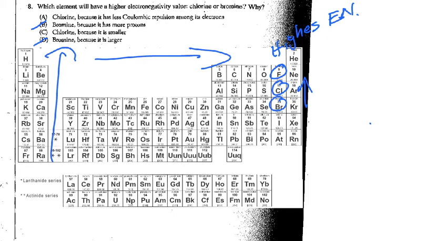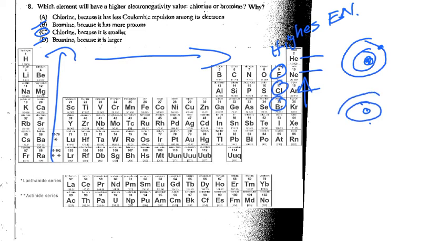So chlorine because it has less Coulombic repulsions amongst its electrons, or chlorine because it is smaller. So the answer turns out to be C, chlorine because it's smaller. And I've got to tell you, I don't particularly like that answer. I mean, it's true, right? Chlorine has 1, 2, 3 shells, and so the nucleus has a much stronger pull on the electrons than it does in bromine, which has 4 shells. So it's definitely true.